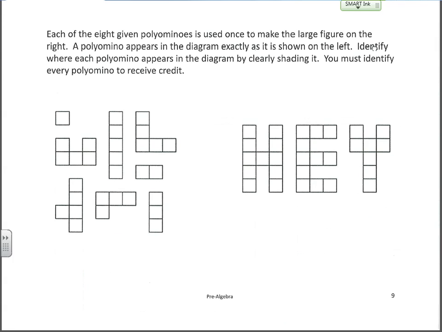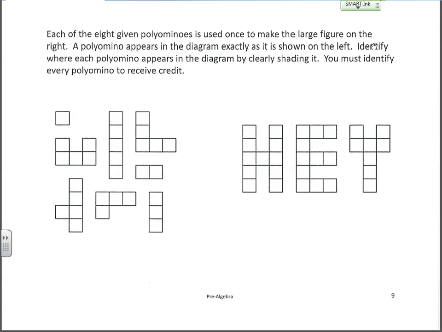Lastly, our polyomino question. Where in this figure do those 8 polyominoes fit in? Just a reminder, they can't be turned or rotated or anything like that. So this one, you can really use clues to help you place these.